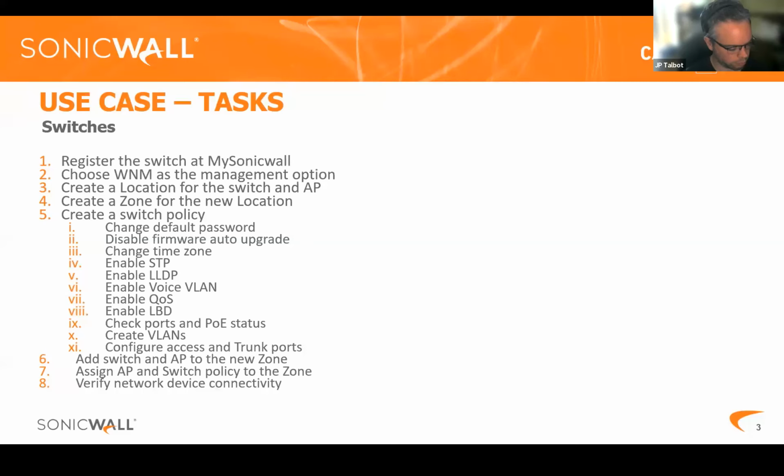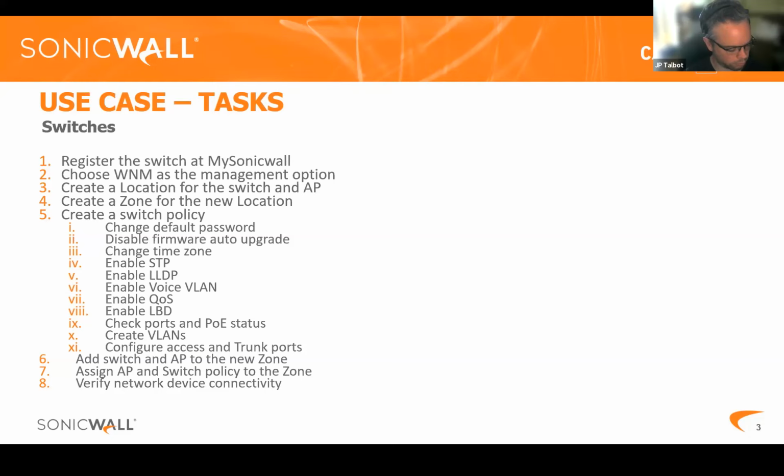Change the admin default password, disable firmware auto upgrades, change the time zone. We will enable spanning tree protocol for loop detection. We will enable LLDP for network device discovery, enable voice VLAN for our IP phones. We will enable quality of service. We will enable loopback detection, set up port descriptions and enable PoE at ports. We will create the required VLANs to give connectivity to the network devices. Then we will continue by setting up access and trunk ports for the corresponding VLANs.